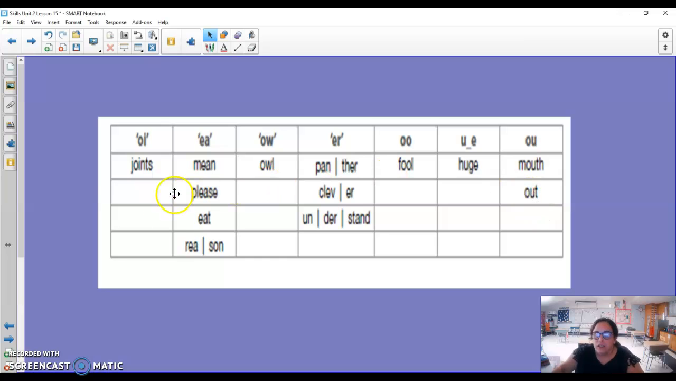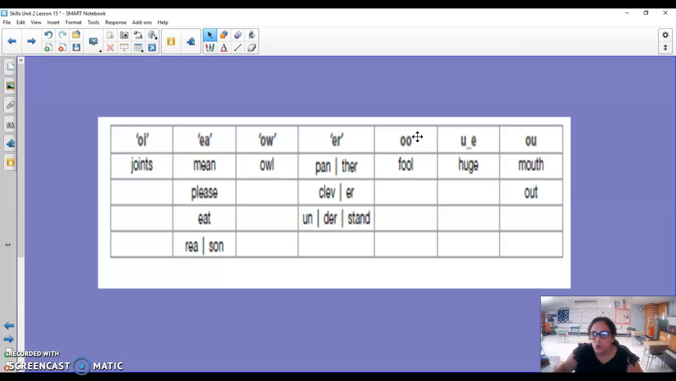Out. Now let's go back and read these without sounding them out. Ready? O-I says oi, joints. E-A says e, mean, please, eat, reason. O-W says ow, owl. E-R says er. Let's read the words. Panther, clever, understand.